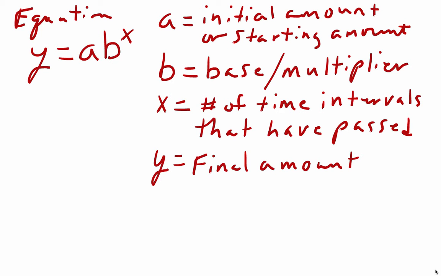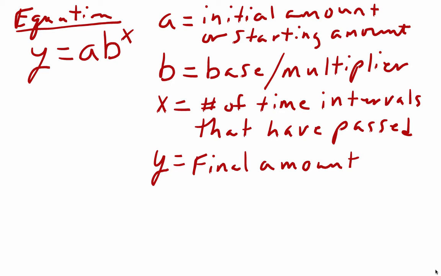Growth is when it starts out very low or at zero and increasingly gets higher and higher as it grows. Okay, in this equation for exponential functions, this is the general equation. A represents the initial amount or the starting amount that you're going to have in the problem. B represents the base or the multiplier, and it's going to look a little bit different when we're looking at growth and decay.